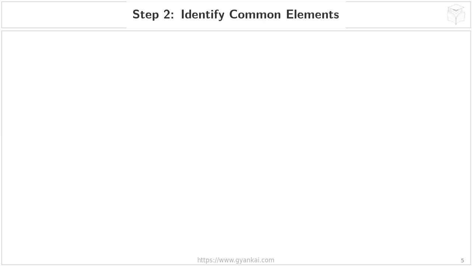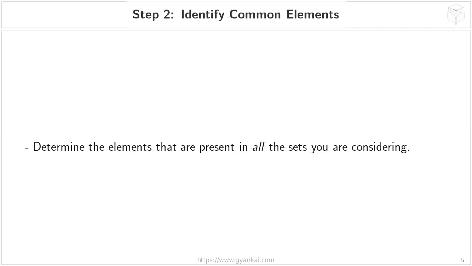Step 2, identify common elements. So we've talked about what an intersection is, those elements shared between sets, and how we show it visually with overlapping regions in a Venn diagram. Now, let's move on to the second step in actually finding that intersection. This slide says, determine the elements that are present in all the sets you are considering. Now, this might sound obvious, but it's where students often make a little mistake. Remember, the intersection isn't about what's in most of the sets, it's about what's in all of them.